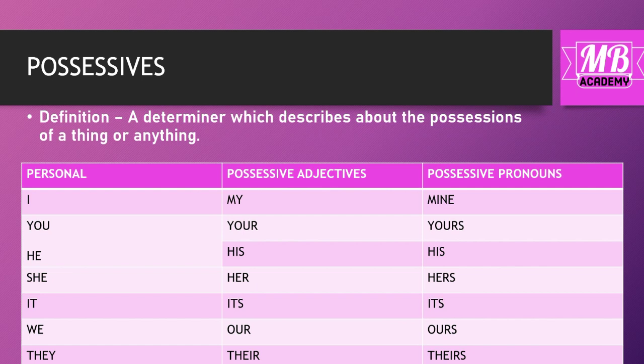Now I'll talk about possessives. Definition: a determiner which describes the possessions of a thing or anything. So, for example, it is my pencil, it is your book, it is his dictionary, it is our house. So these are possessive determiners. So here you can see the chart I have made. There are some personal subjects, and possessive adjectives, and possessive pronouns as well.